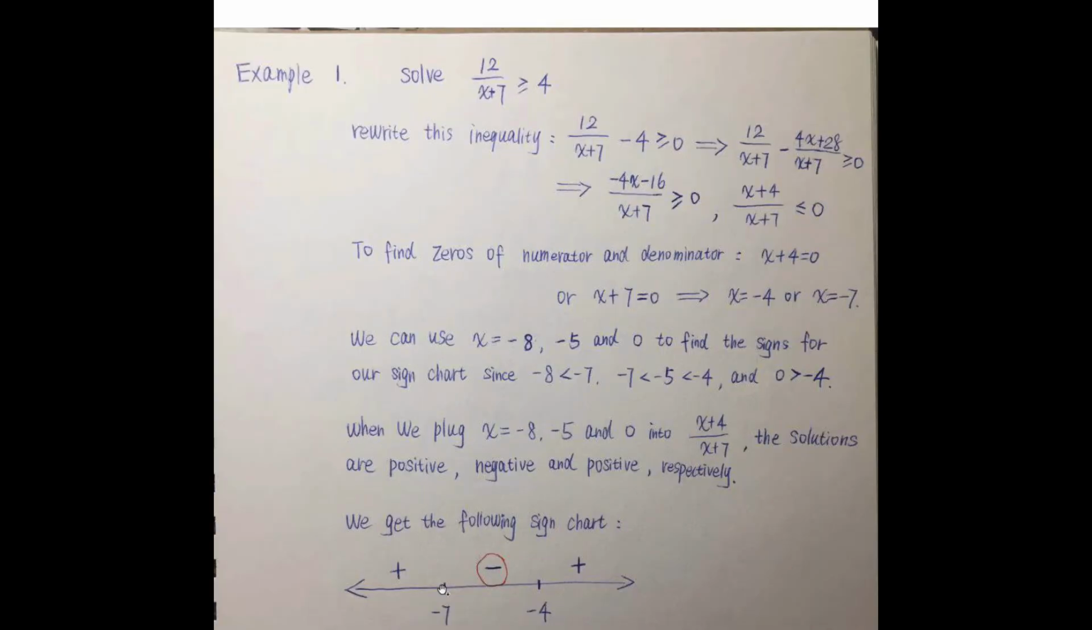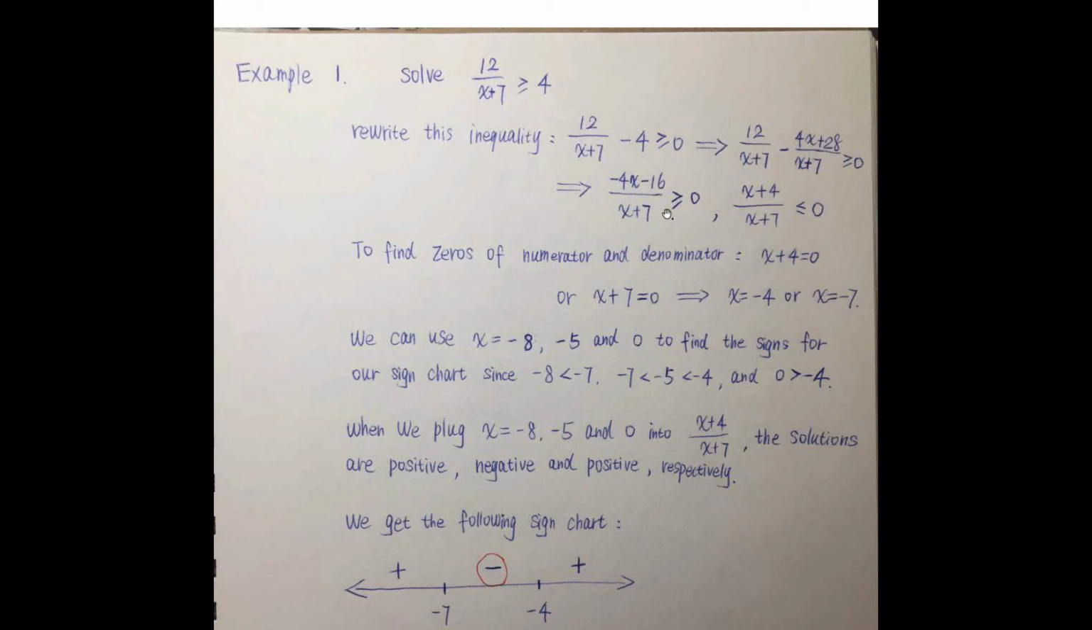So negative 7 is not a solution, and so there would be an open point or parenthesis at negative 7. When you plug negative 4 into the original inequality, you get a true statement. That means negative 4 is a solution, so that means you use a closed point or a bracket at negative 4.